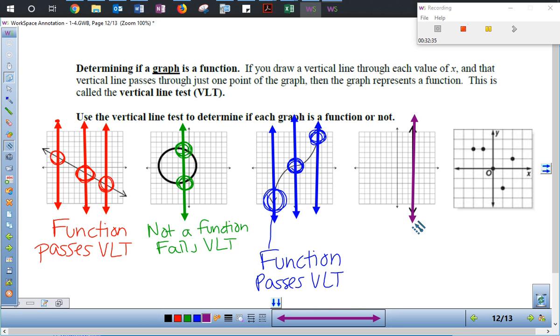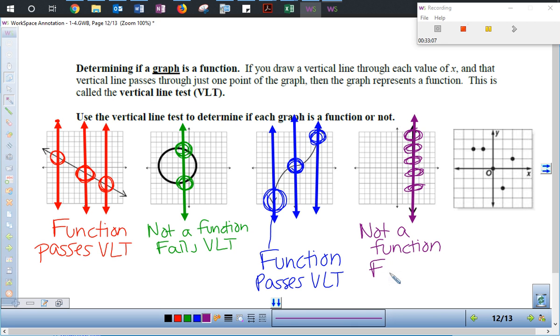And in doing that, on this fourth one, you'll notice that we definitely go through more than one point. I am lining up right on top of this vertical line, which means that I'm crossing the line here and here and here and here and here. There is an infinite amount of times that I'm crossing the graph. So a vertical line actually is not a function because it fails the vertical line test.